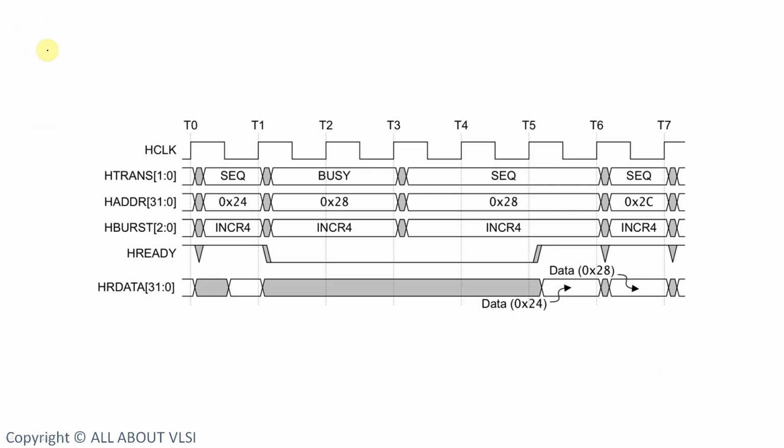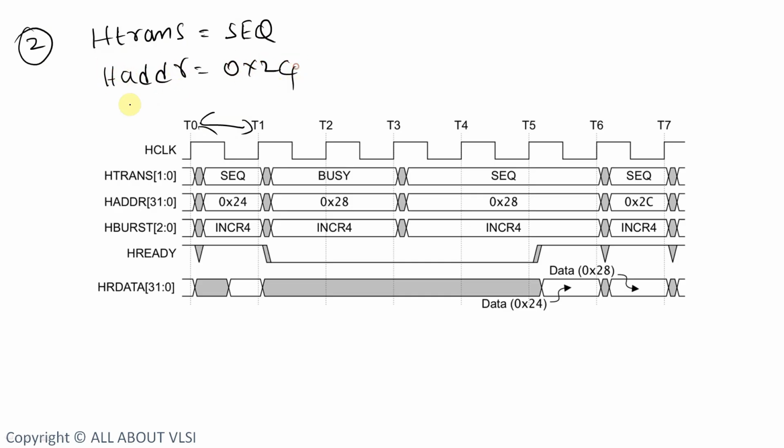Now let us see the second scenario. Here in the T0 to T1 clock cycle we have the transfer type as sequential and HADDR as some starting address 24 and HBURST is INCR4. This is very important to be understood. HBURST is INCR4, it is an increment 4 burst. Okay, and HREADY is equal to high during the T0 to T1 clock cycle. HADDR is 24 and HTRANS is equal to sequential.